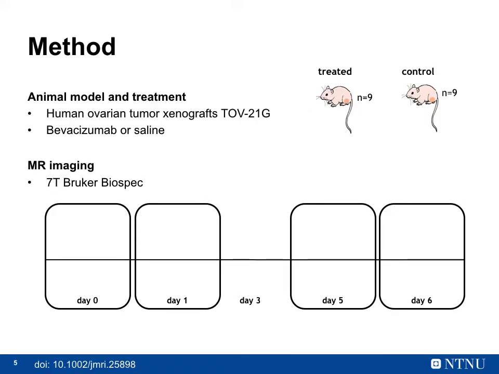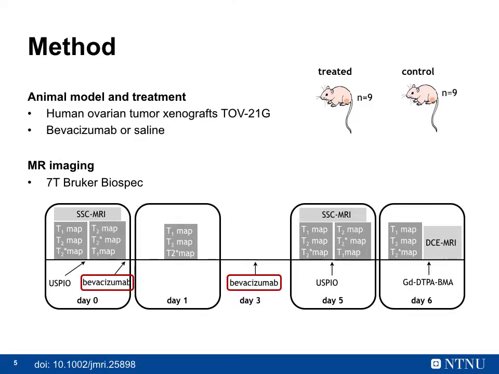In the study, we used mice bearing human ovarian tumor xenografts on the hind leg. The treated group was treated twice with bevacizumab, while the control group received saline. SSC MRI was performed before and after treatment, and DCE MRI only after treatment.